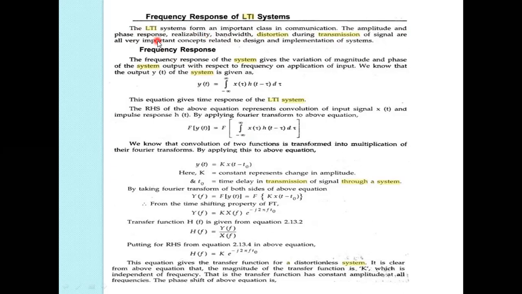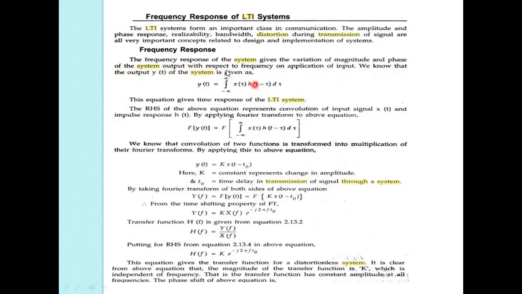The amplitude and phase response, realizability, bandwidth, and the distortion during the transmission of a signal are all very important concepts related to the design and implementation of the system. In any communication system, you have to send a signal, and during its transmission you have to consider all these parameters and design the system. The frequency response of the system gives the variation of magnitude and phase of the system output with respect to frequency on application of the input.